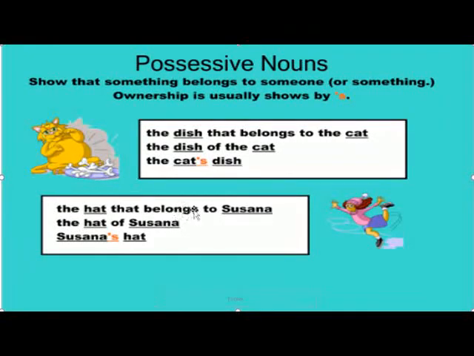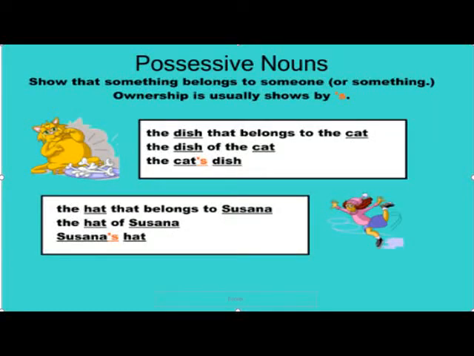Let's move to another one. The hat that belongs to Susanna. Look here, Susanna is here, and she has a hat. We will talk about this hat. The hat of Susanna. This is another sentence. But if the teacher asks me to use the possessive form, what should I do? I will use the apostrophe up and S after the name. So it will be Susanna's hat.